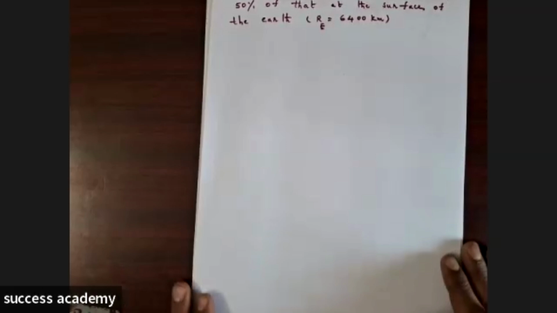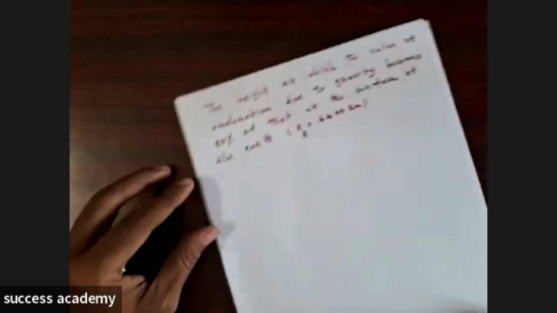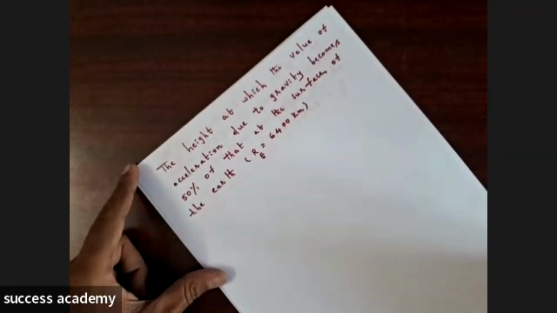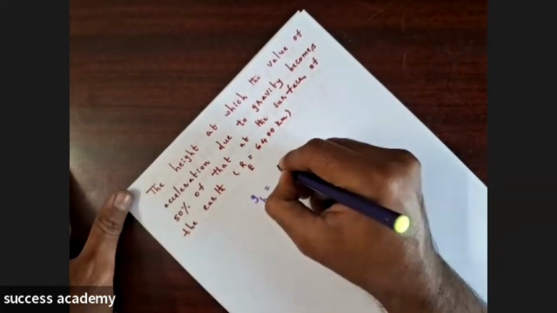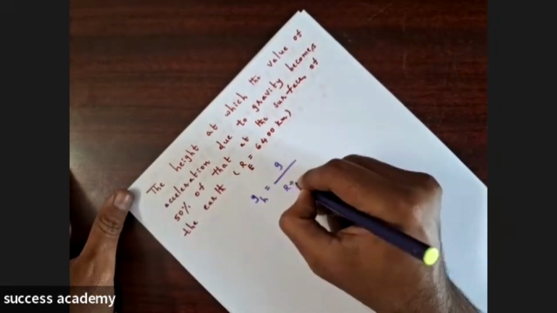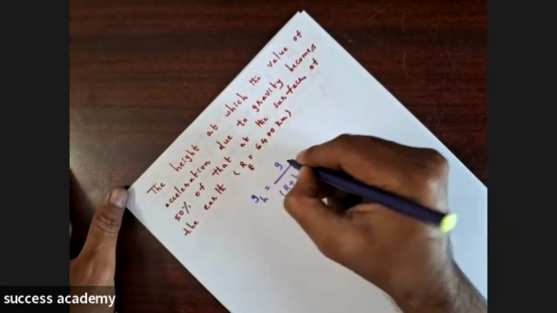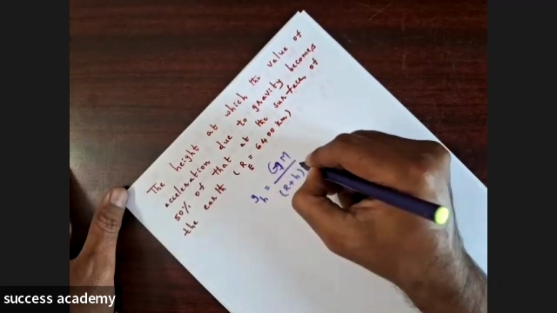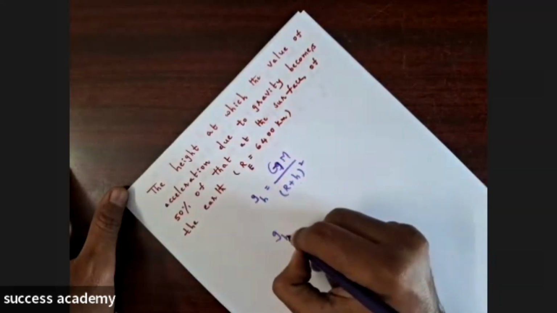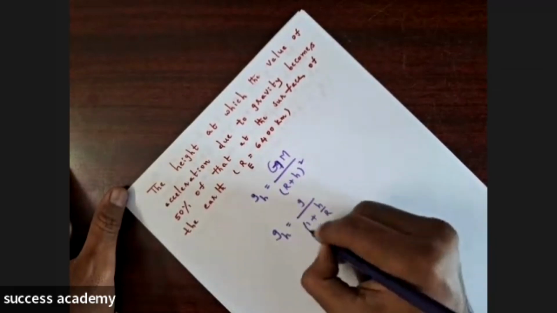This is another problem. The height at which the value of acceleration due to gravity becomes 50% of that of the surface of the earth. Previously I considered the depth concept. Now I consider the height concept. As you know well, gh is equal to g by (R plus h) whole square, capital GM by (R plus h) whole square. From this we consider that gh is equal to small g by (1 plus h by R) whole square.